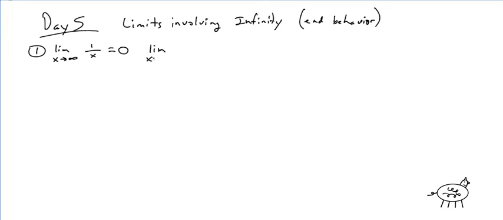This is actually just the same thing. It says the limit as x approaches negative infinity of 1 over x. Well, that's like saying 1 over negative a billion. Doesn't that also go to 0?